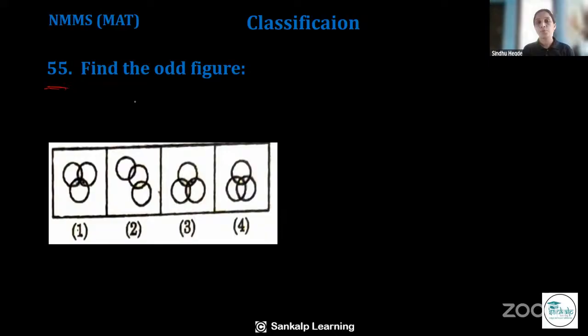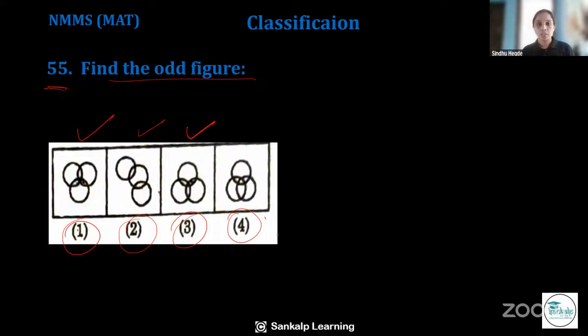Let us see question number 55 of the concept classification non-verbal. Find the odd figure. Totally 4 figures are given below. All the figures contain an arrangement of circles. They are interlocked. So on the basis of their arrangement, we can see that 3 circles are arranged in an open chain pattern. This one is also an open chain pattern, and figure 2 also shows one circle overlapping with another and that circle overlapping with a third one. So open chain, and figure 3 also shows the circles arranged in an open chain pattern.